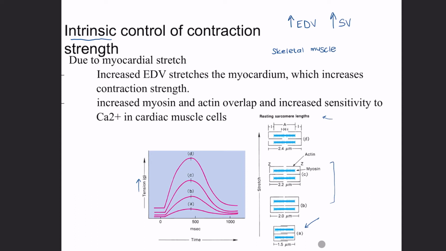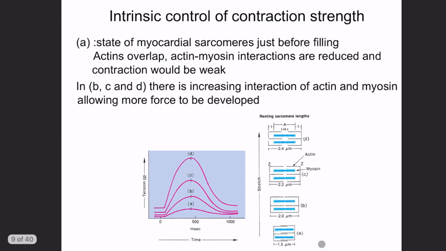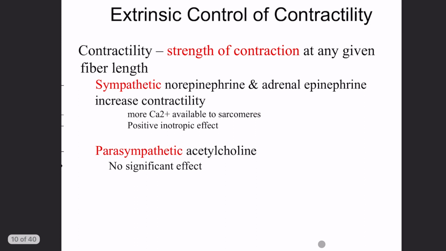The greater the volume at the end of diastole, the greater the strength of the contraction. So this is describing the intrinsic control, because remember that Frank and Starling did this independent of the nervous system. And that is how they found that this was because of the myocardial cells themselves. But there is also extrinsic control of contraction.